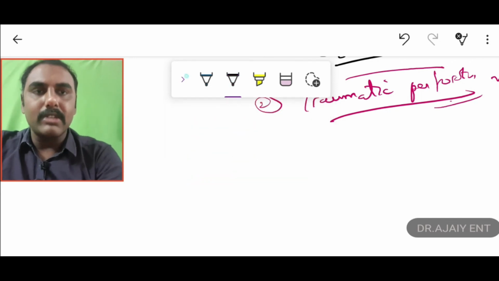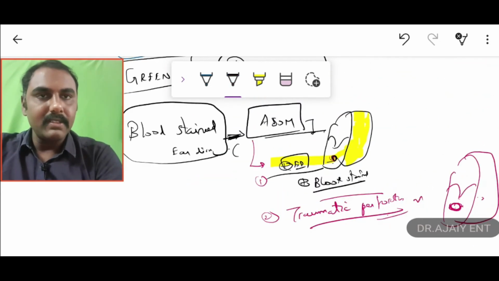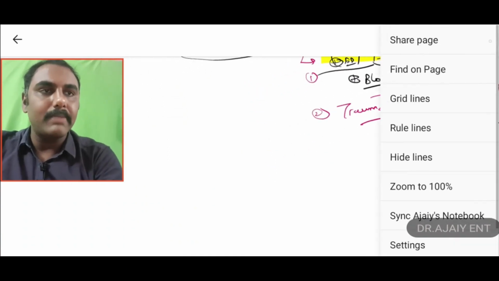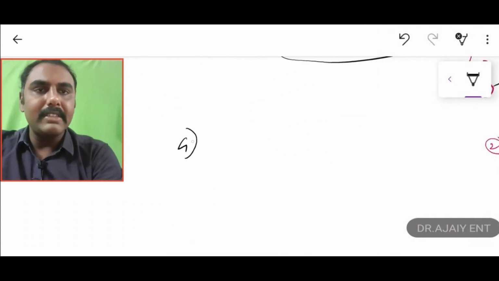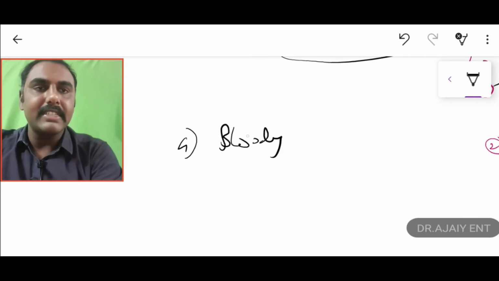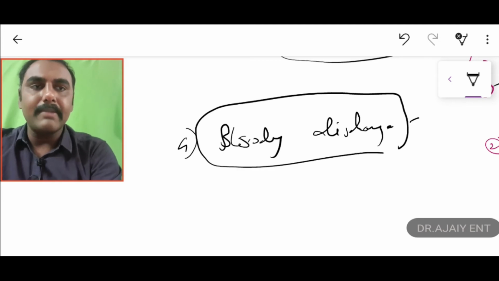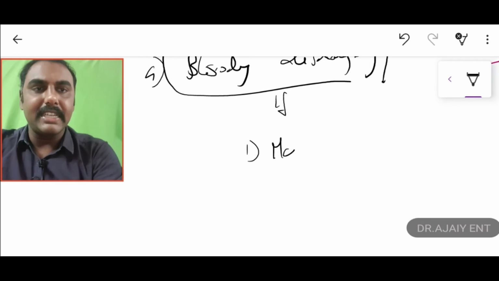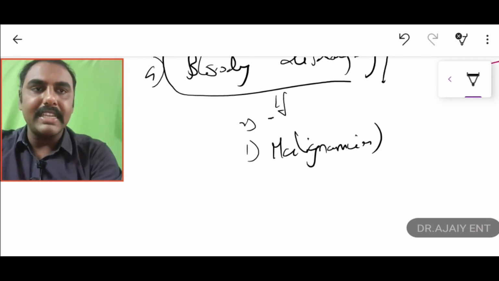So this is another one. So we have dealt with that. There is one more discharge, that's a bloody discharge. Bloody discharge is pure blood. Actually, this is very, very rare. Again, never say this. Bloody discharge, that is frank blood coming through the external auditory canal. Never say this. Again, it can be seen in case of any malignancies, or the common thing is any injuries to the ear.